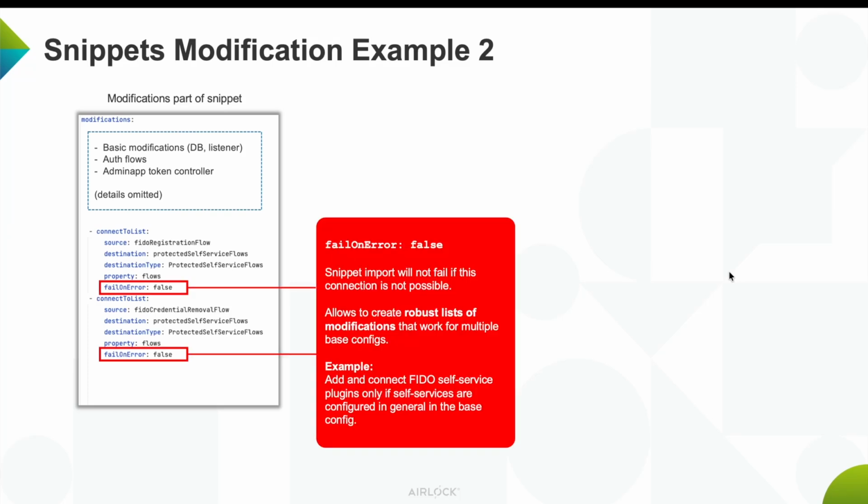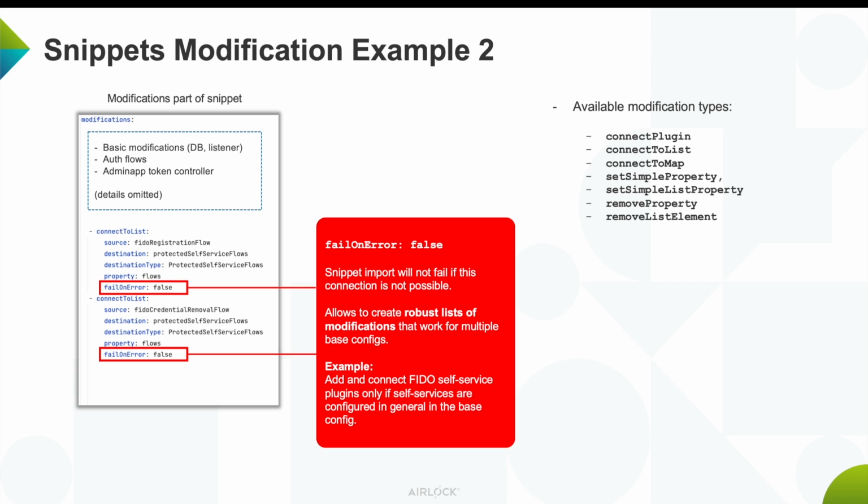Compared to the previous example, there is an additional attribute called fail on error with the value set to false. This tells IAM not to abort snippet import if there is a problem with the modifications. If, for example, the first modification fails because the destination plugin does not exist, it is just ignored. This may be useful to make snippets more robust. The snippet would work both for base configurations with and without such protected self-services.